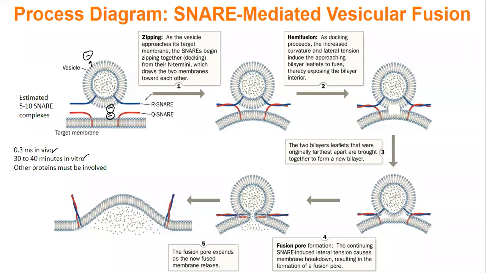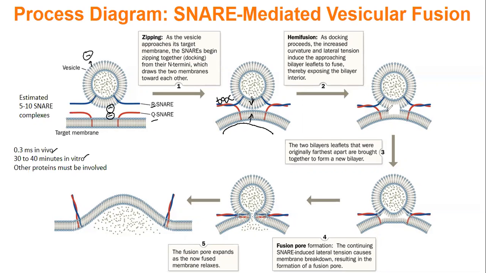So there are two types of snares. You have R snares and Q snares. R snare will be on your vesicle. Q snare will be on your membrane. And what will happen when your vesicle and your membrane come together is that these snares will start to wind against each other, almost like twirling rope together. And when your snares are twisting like that, your vesicle and your membrane get closer and closer, and your plasma membrane at that location starts to bubble out a little bit.